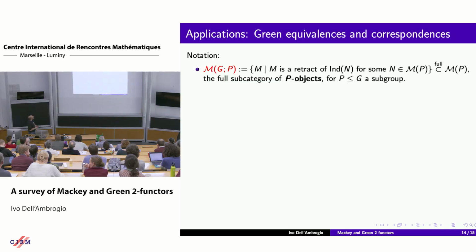Well, first some notation. If you have a group G and a subgroup P, then I'm going to take inside of M of G the full subcategory, which is again additive, of all objects which are retracts of some induced object up from P. All right? So that's kind of straightforward. Not just induced objects, but also retracts.